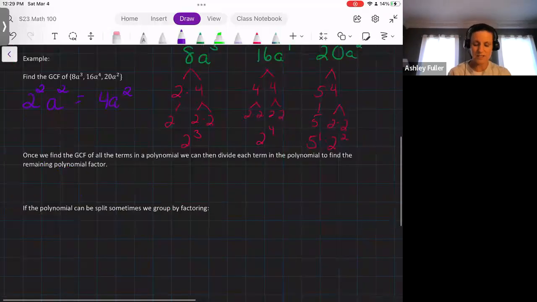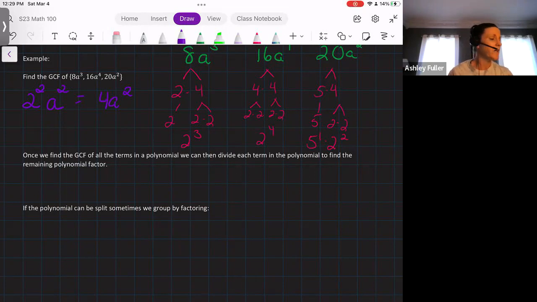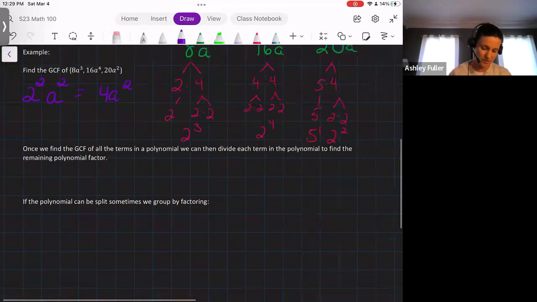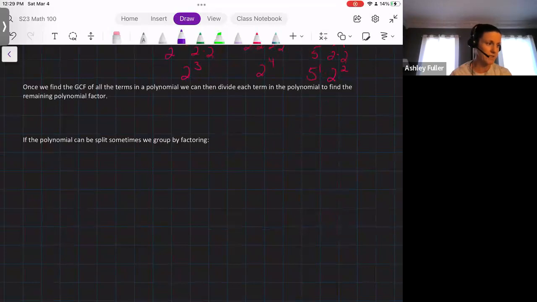Once we find the GCF in all the terms in the polynomial, then we can divide each of the remaining terms by that greatest common factor to find the remaining polynomial factor. If the polynomial can be split, then sometimes we factor by grouping. So let's look at an example of factoring by grouping, and then we'll move into a complex example with a GCF. If I have something like xy plus 5x plus y plus 5.